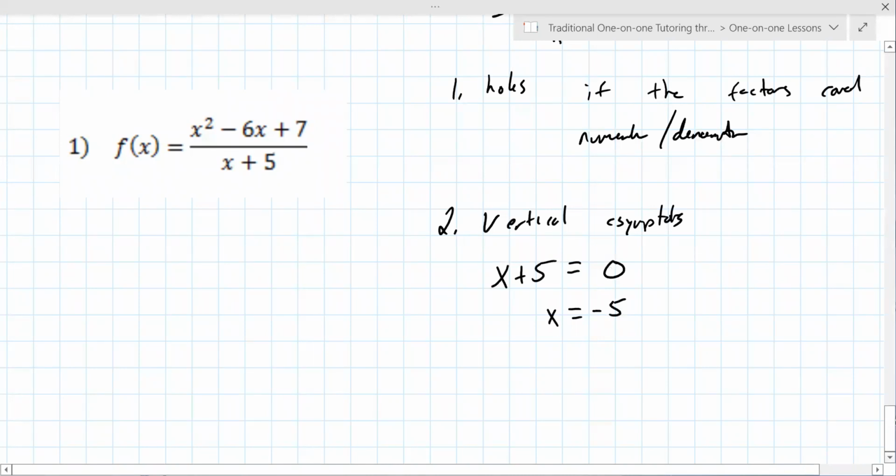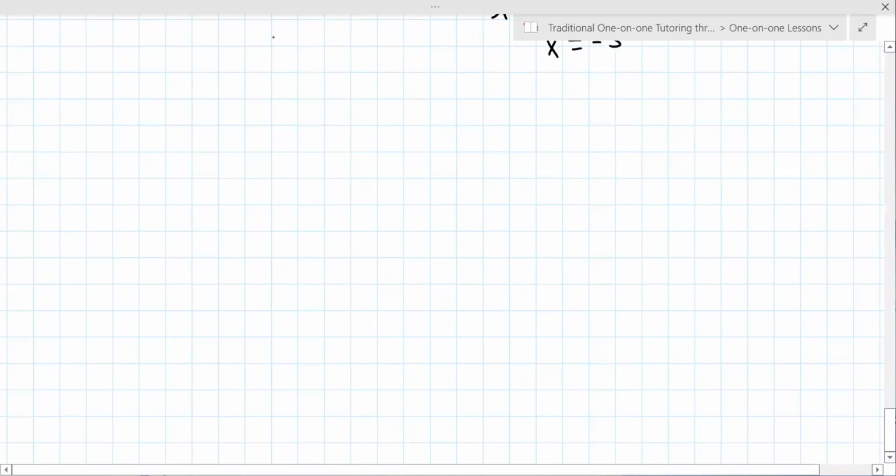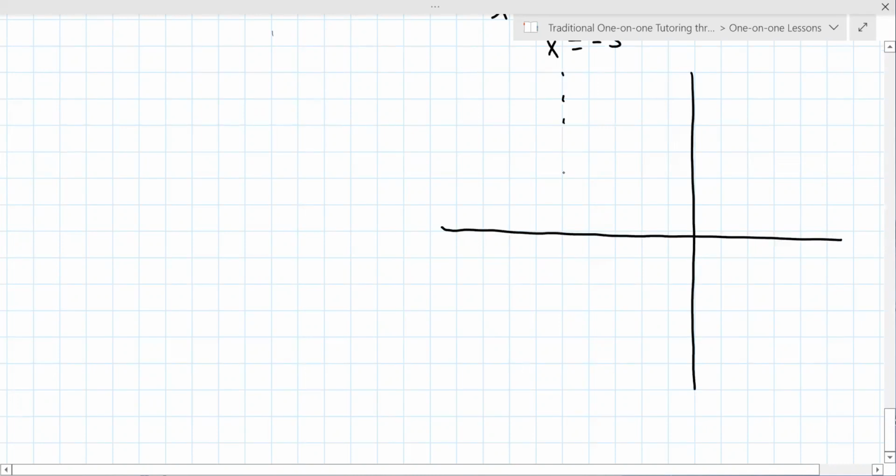So when you have something like this, that's when you start graphing. Actually, I'll do it over here to the right. So you go to -5 and you draw a vertical asymptote.